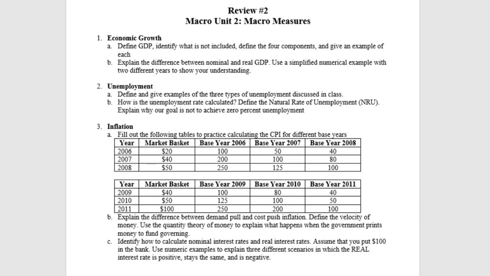Alright guys, so here is the review for the Unit 2 macro. For some of these, I'm just going to type in here some of the responses. I've already gone ahead and filled out the chart for the CPI for different base years and everything, so if that's what you came to check, there you go, it's all right there ready to go for you. So let me just explain this real quick.